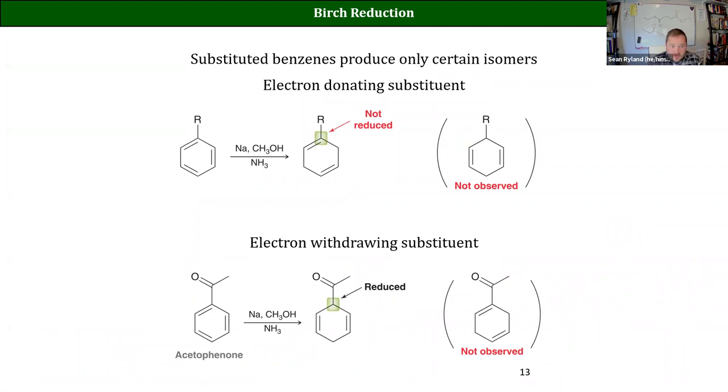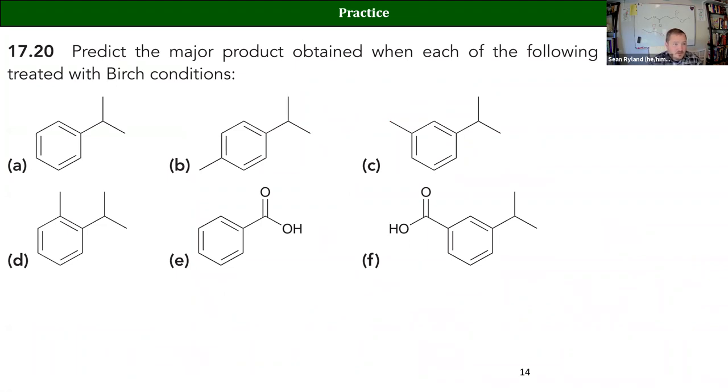Right, so electron donating stays on the pi bond. Electron withdrawing is going to be on an sp3 carbon. So let's practice that. Remember, if it's an R group, if it's just an alkyl group, that's electron donating. While you guys are working on these, I'll see if I can find a good figure that has a list of electron donating versus electron withdrawing.